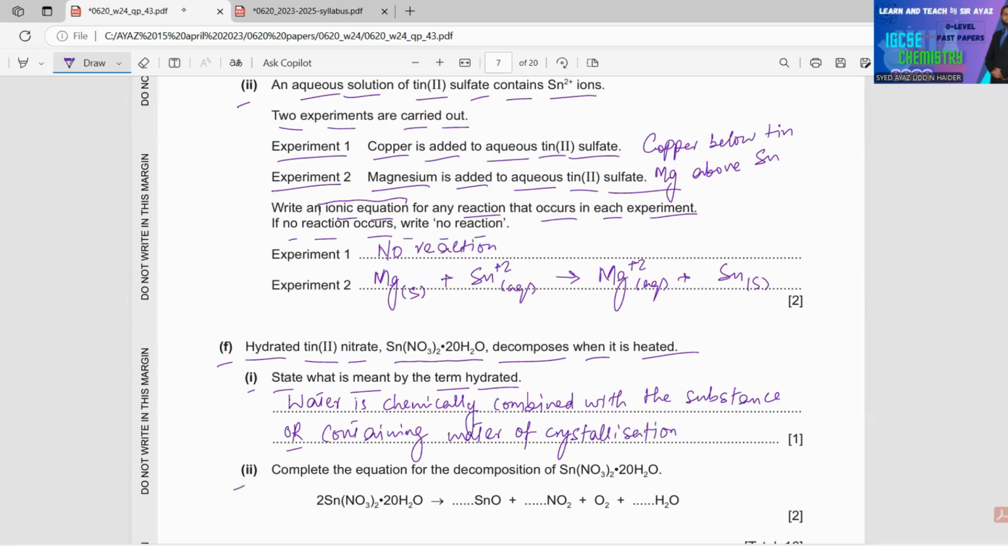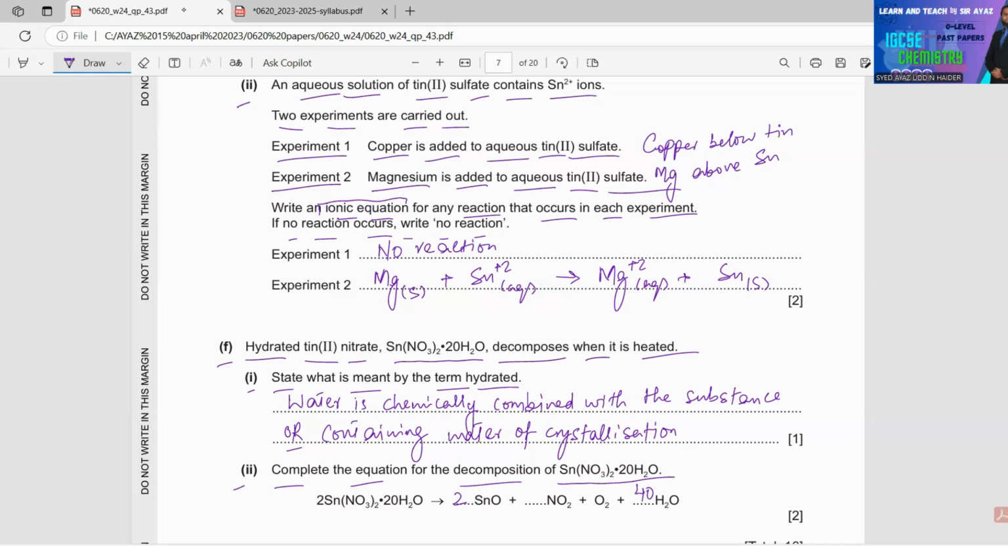Part 2. Complete the equation for the decomposition of Sn(NO3)2·20H2O. So they want us to balance this. I'm going to write 2 before SnO. It's balanced now. What about water? 20 multiplied by 2 is 40. So I will write 40 before H2O.